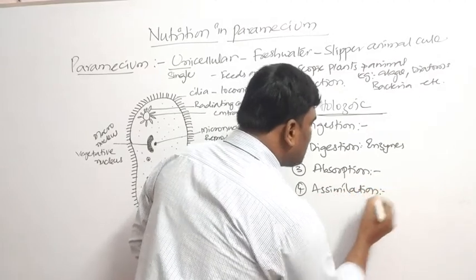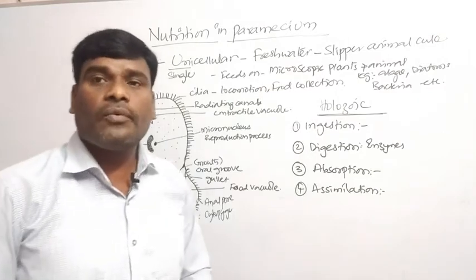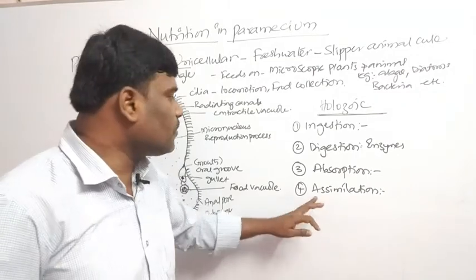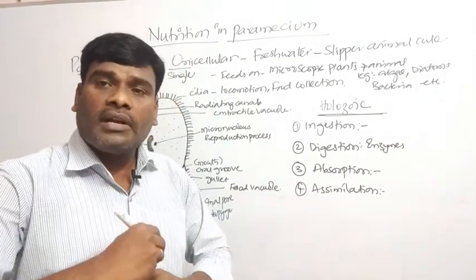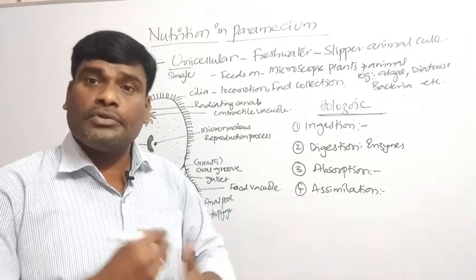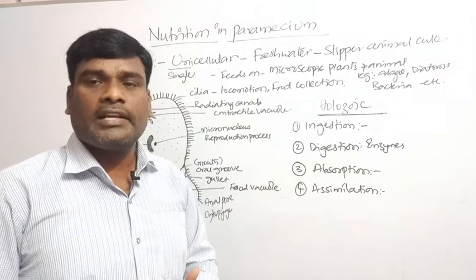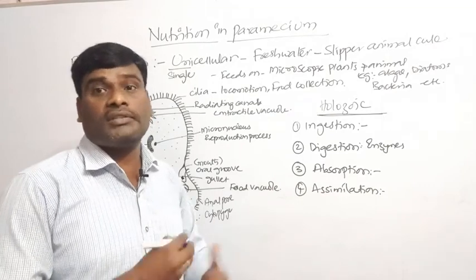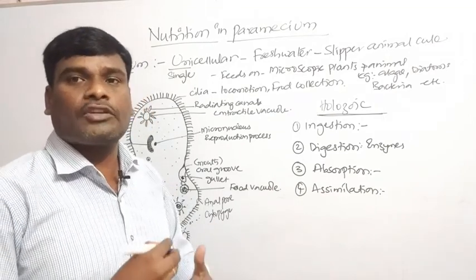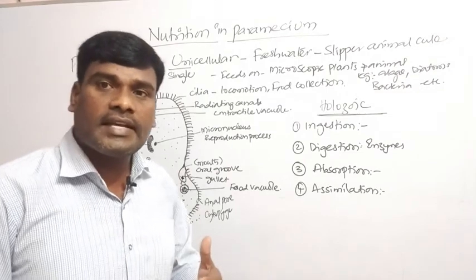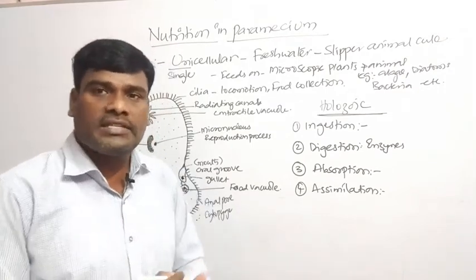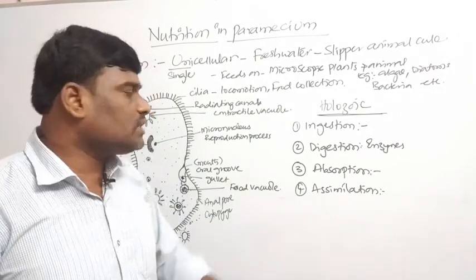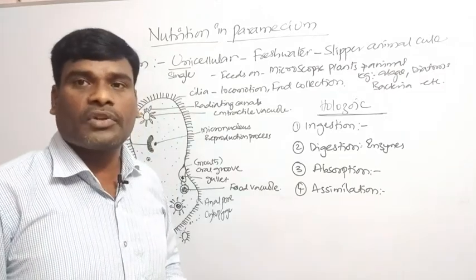What is assimilation, children? Assimilation is the utilization of the digested food particles. How does it get used up? When the digested food particles get oxidized, they release energy, and that energy will be utilized by the paramecium to carry out its activities. That is called assimilation.